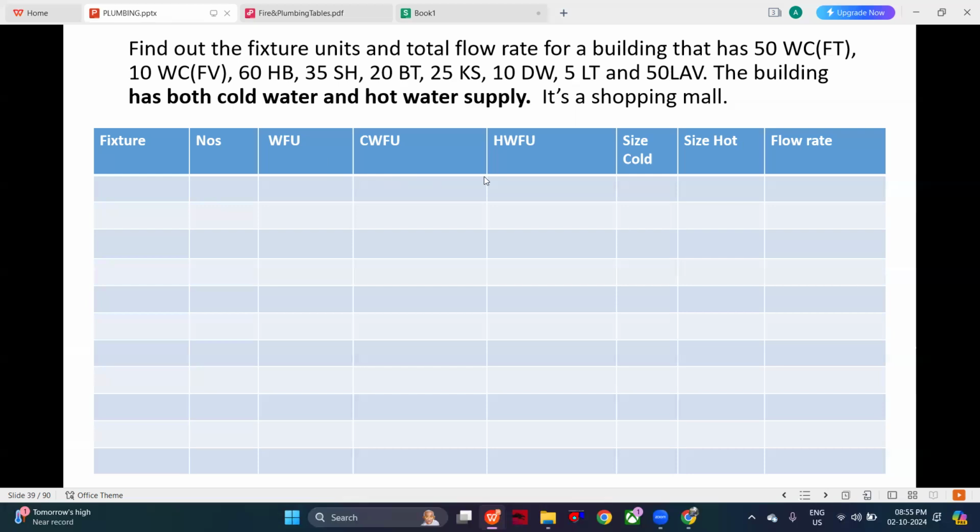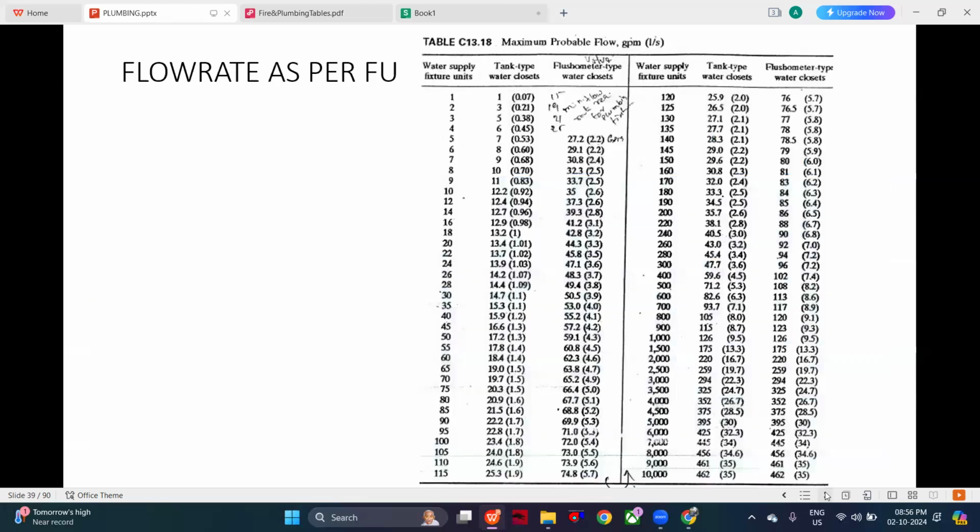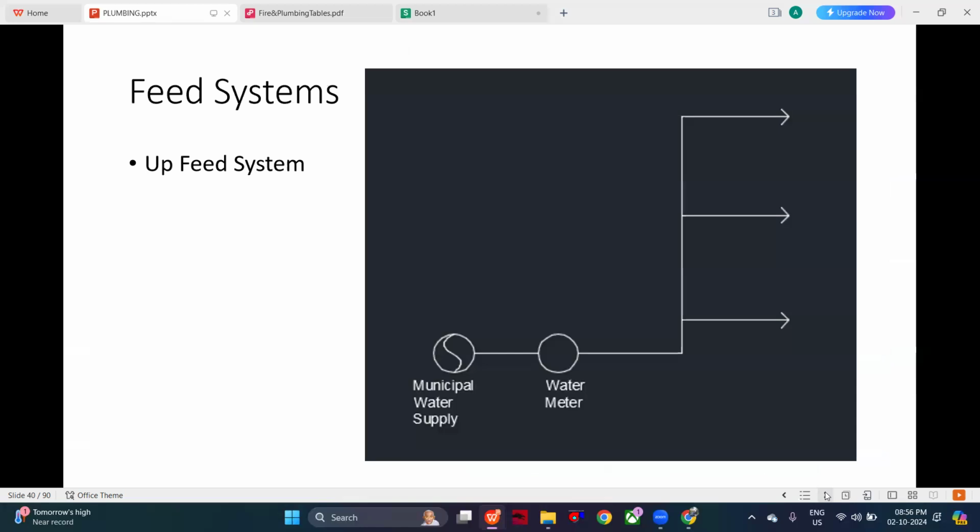Water closets don't have any kind of hot water, only cold water. Hospital doesn't have that hot water. Only shower head, bathtub, kitchen sink, dishwasher, laundry tray, and lavatory have hot water and cold water. These are the ones. Next one, the feed systems.